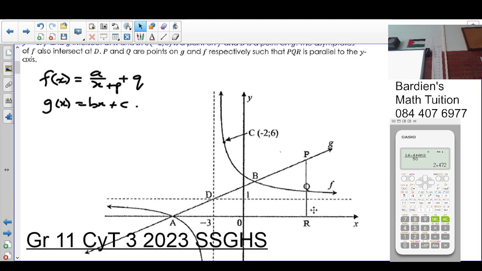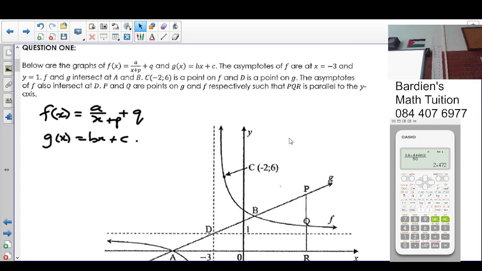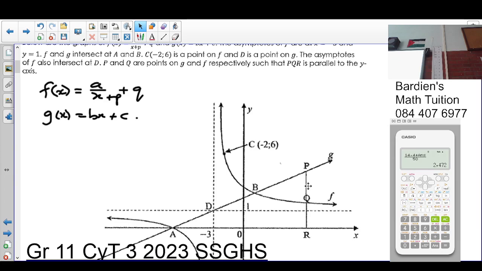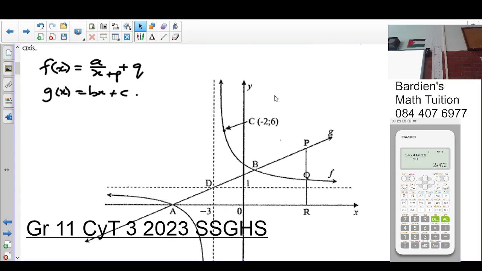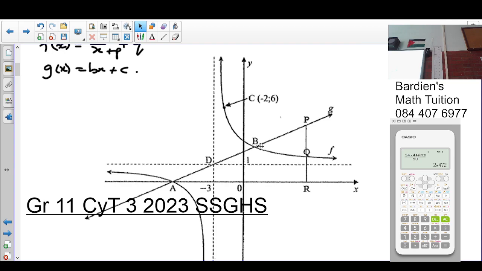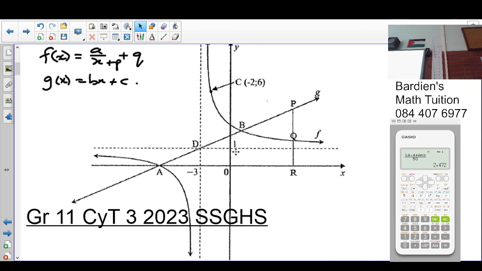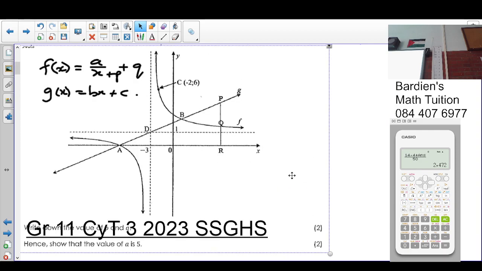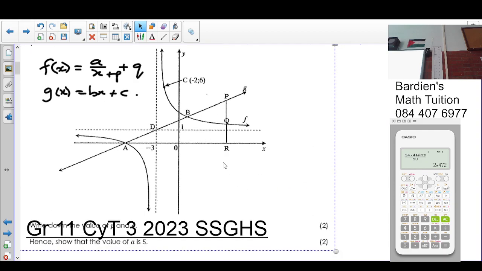C, negative 2 and 6, is a point on f, and D is a point on g. The asymptotes of f also intersect at D. P and Q are points on g and f respectively such that PQ is parallel to your y-axis. That's the first question.